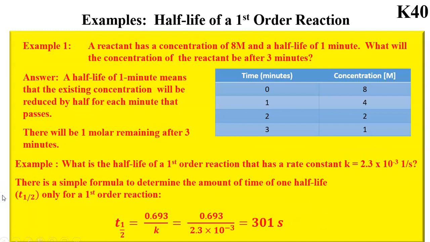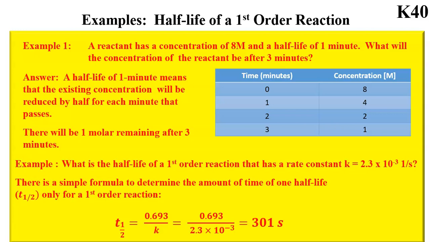So here's an example. A reactant has a concentration of 8 molar and a half-life of 1 minute. What will be the concentration of the reactant after 3 minutes? Answer. A half-life of 1 minute means that the existing concentration will be reduced by half for each minute that passes. There will be 1 molar remaining after 3 minutes.